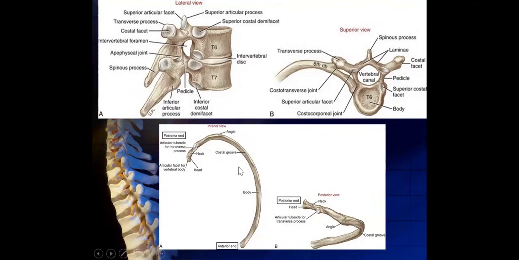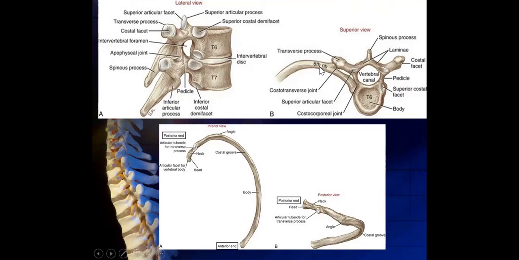These are the structures of the rib: the angle of the rib, the body of the rib. This is the anterior end. This is the head of the rib, the neck, and this is the facet articular surface, the articular tubercle for the attachment to the transverse process. And this head surface is the attachment for the vertebral body. So this is the inferior view. This is the posterior view, and we have discussed this earlier. This is the connection between them.